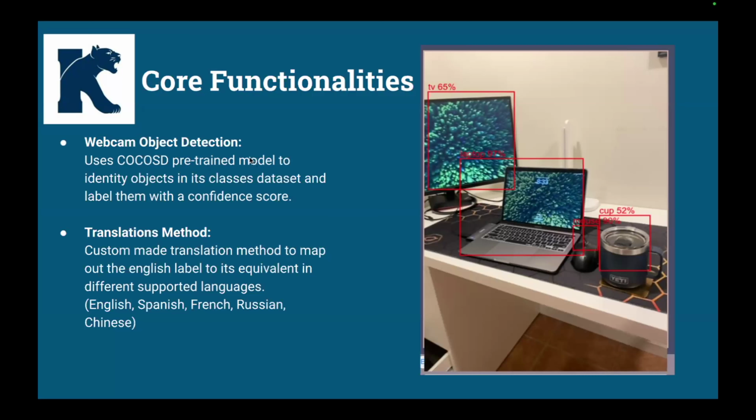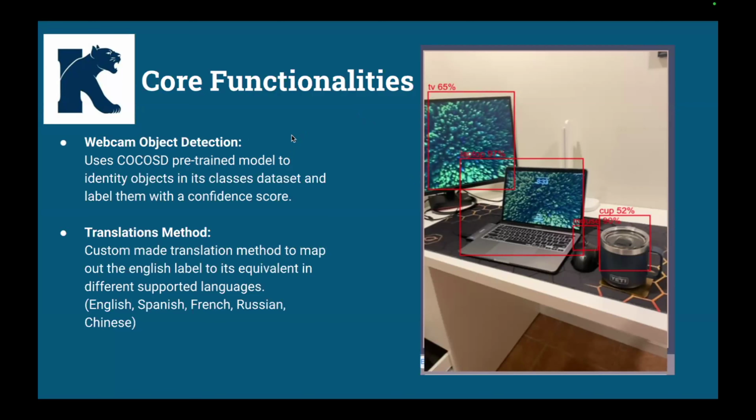So the Travelers app integrates cutting-edge AI technologies for real-time object detection and language translation. For the webcam detection, it uses COCO-SSD's pre-trained model to identify objects in its class dataset and label them with a confidence score. So if you take a look over here, it has a TV, laptop, mouse, and cup in its default language, English, with a confidence score.